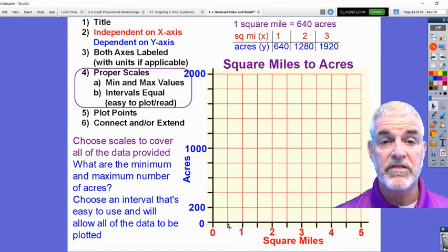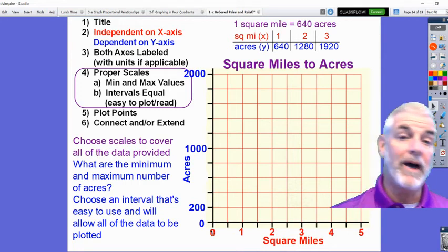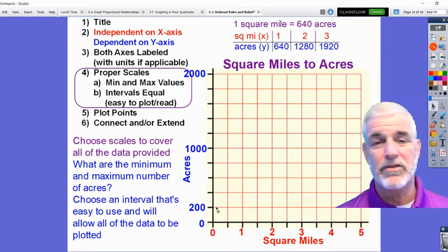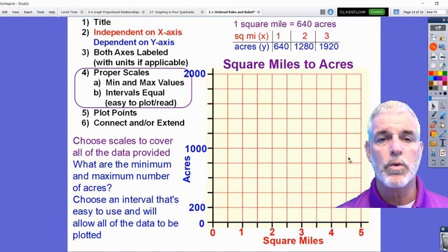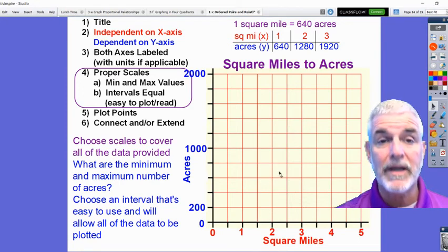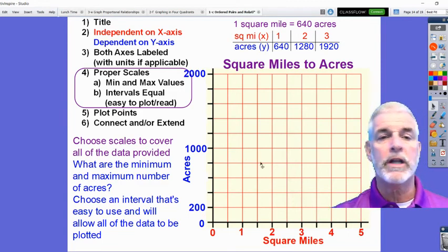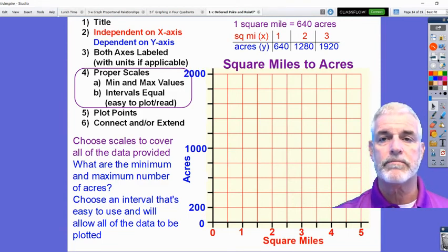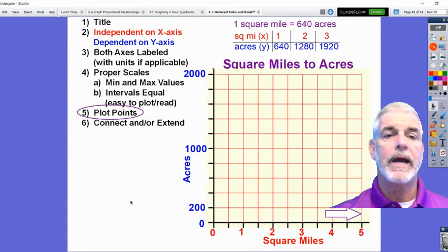2, 5, 10, 25, right? 4 lines is 100. That's not too bad because those numbers are pretty easy. You want them easy to graph, right? Easy to figure out where to put points if you're graphing, and easy to figure out what the coordinates are if you are looking at the points, okay? All right, next, plot the points.